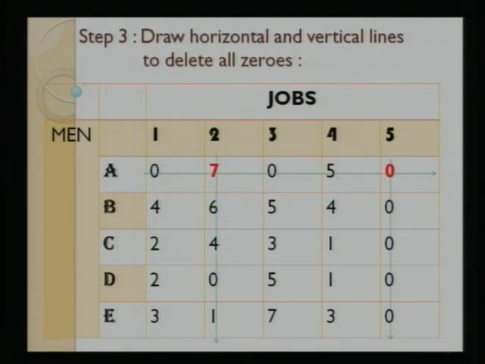Now this is where we would love to confirm that the number of lines must be equal to the order of the assignment problem. We have 5 people and just 3 lines.